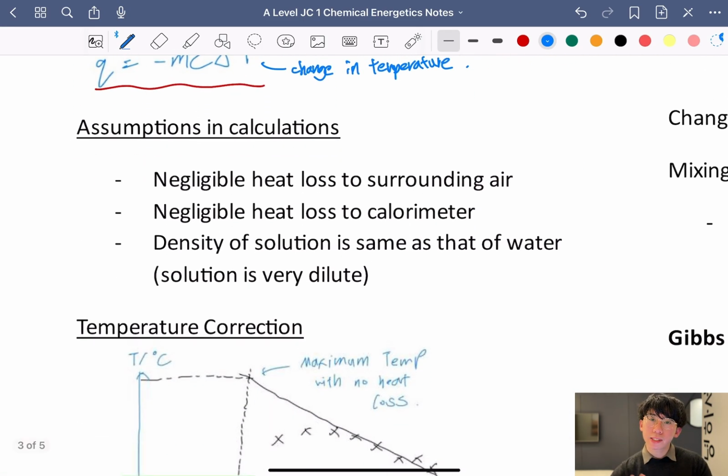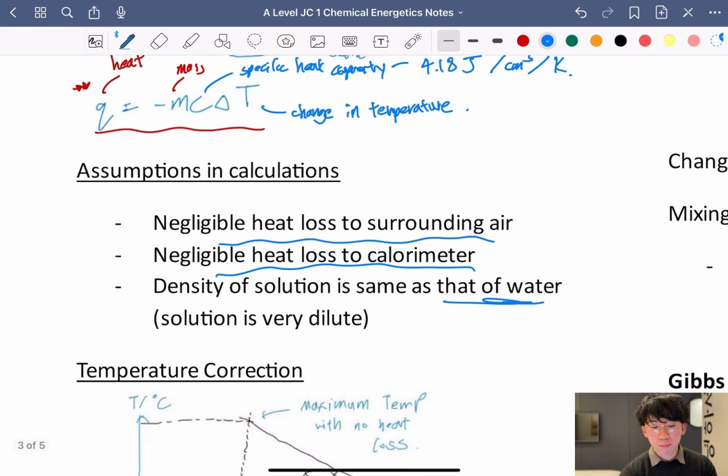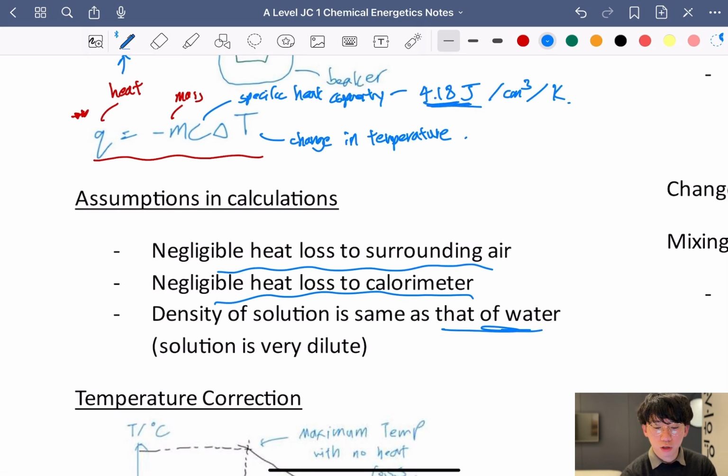Of course, there are some assumptions in our calculations because our calorimeter isn't perfect. So we assume that there is negligible heat loss to the surrounding air, negligible heat loss to the calorimeter, and that the density of the solution is the same as that of water. That's why we usually use the specific heat capacity of 4.18 joules, because that is the specific heat capacity of water, and we have a solution. We just assume that the density is the same, and therefore the specific heat capacity of the solution is the same as water.